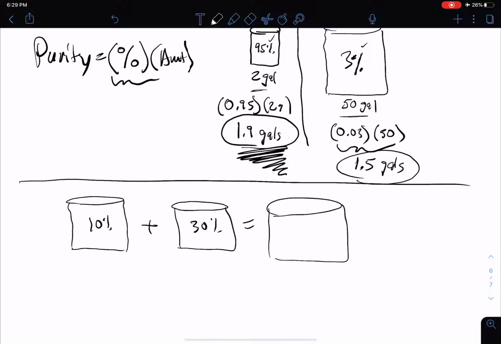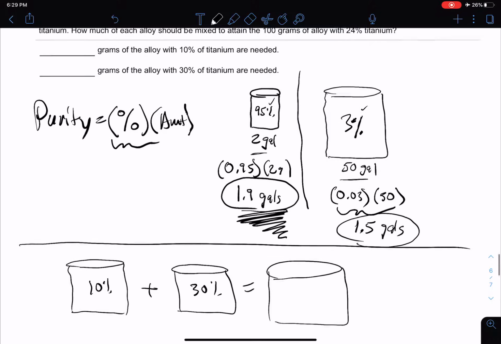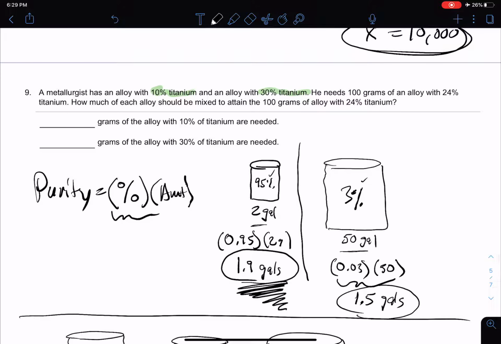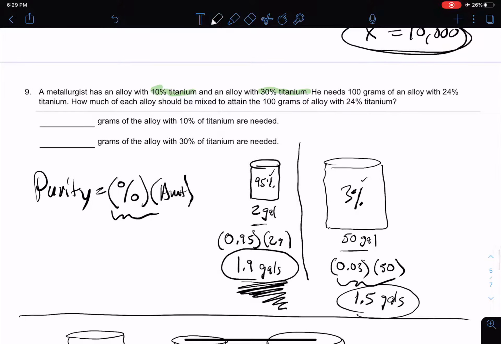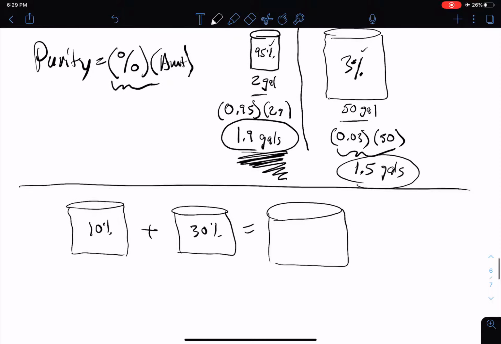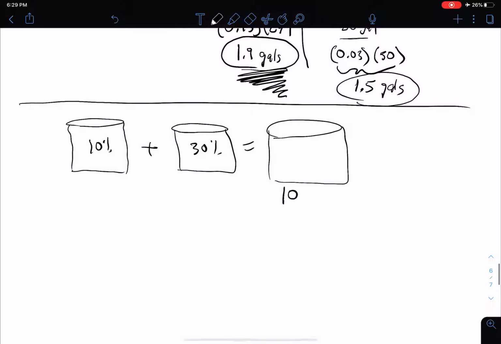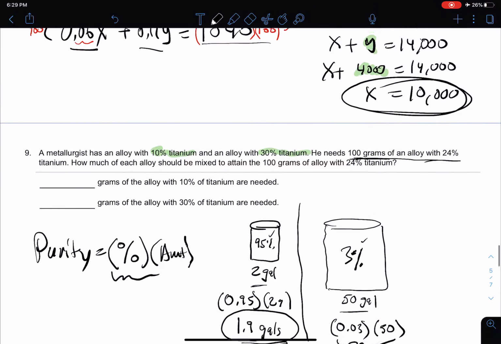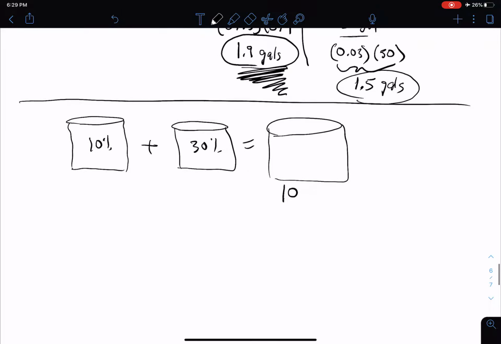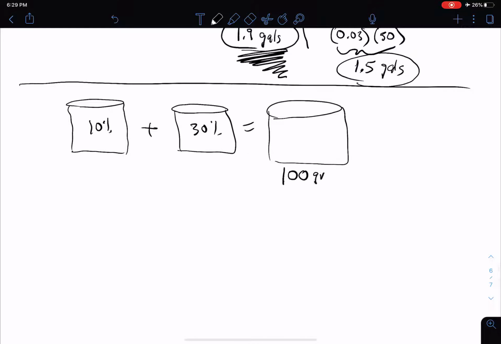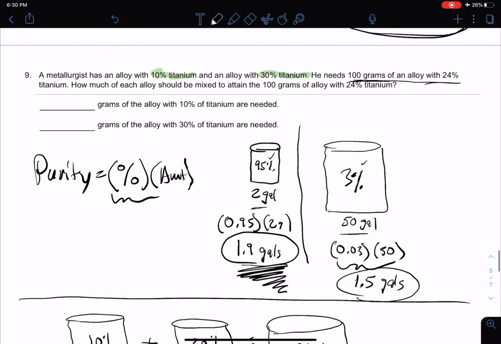Of course, it's still going to be in liquid form because we make it super, super hot. We mix it together and then we cool it. You pour it into some mold and make something cool out of it, right? But what we want, he needs 100 grams at 24% purity. Got to double check that, 24, okay.